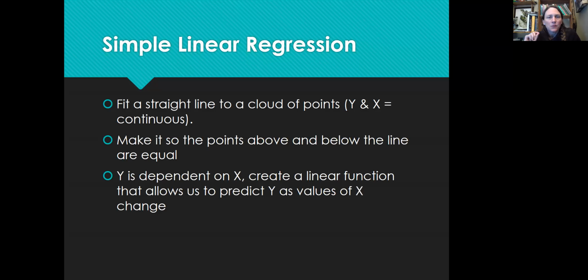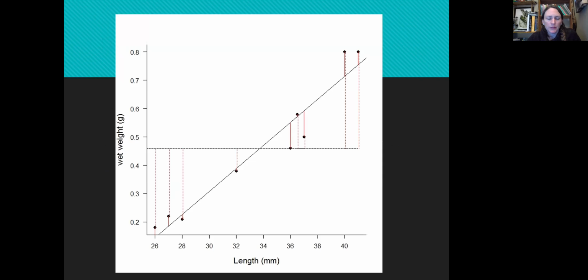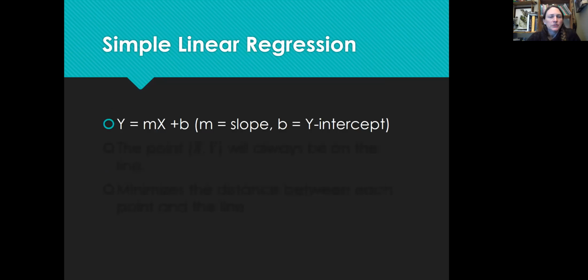And the key is that we're going to fit a line because Y is dependent on X. We're going to create a linear function that will allow us to predict values of Y as values of X change. And so here's an example. You can see there are about 10 points and there's a line that's been fit and it's been moved around so that there's about as much space between points and the line above and points and the line below. And what we can do then is calculate the equation for the line.